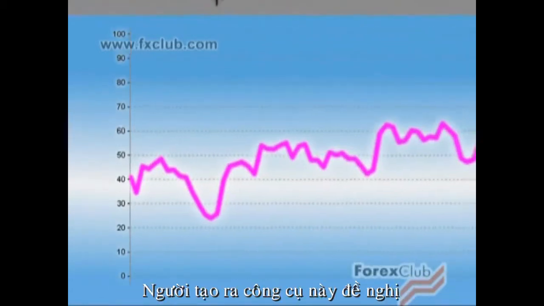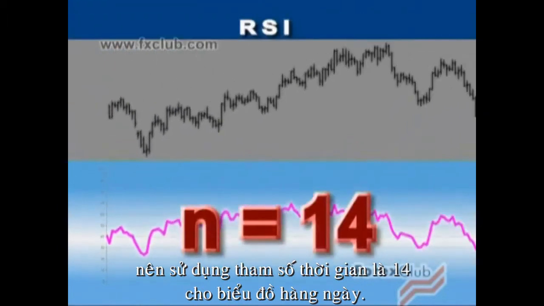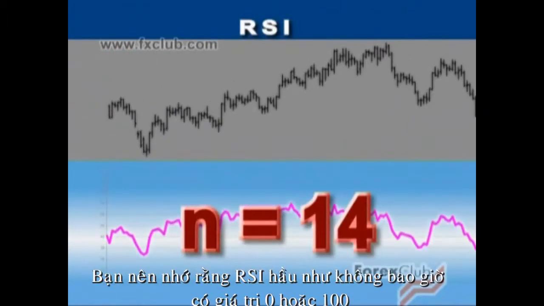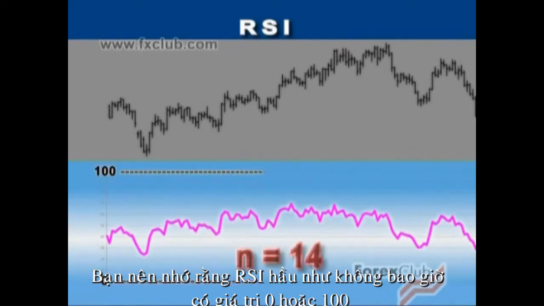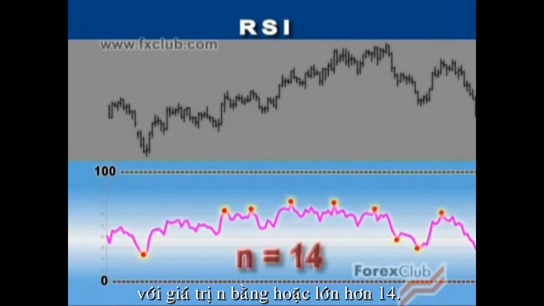Its inventor suggested using a time period of 14 for daily charts. It should be noted that RSI almost never reaches its extreme values of 0 or 100 if n is equal to or greater than 14.